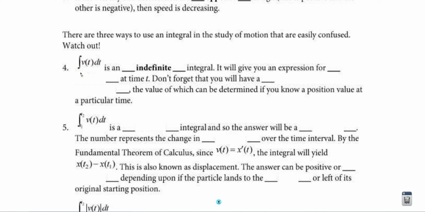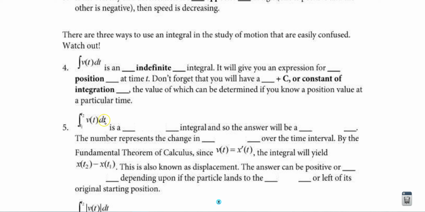When you integrate an indefinite integral, it goes back to a function. So if you integrate velocity, this will give you the expression for position at time t. Remember, if you differentiate position, you get velocity. So the opposite mathematical tool would be to take the integral. You integrate velocity and you get position. But again, this is an indefinite integral. There are no bounds, so you have to have your plus c, which is your constant of integration, the value of which can be determined if you know position at a particular time. If they don't give you a particular position, you're just going to end up with p of t plus c. That's all you're going to end up with when you integrate velocity.